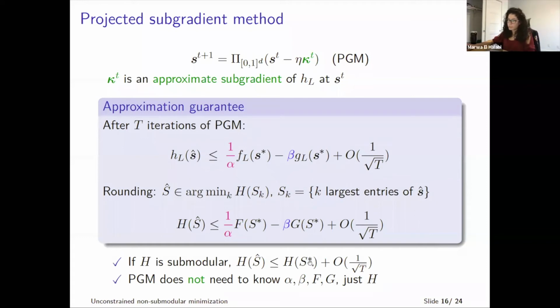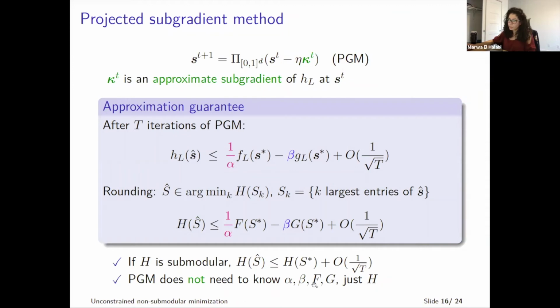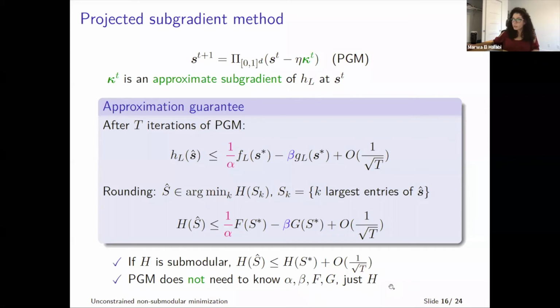Okay, so as I said, if h is submodular, we get the optimal solution. Another nice thing about this is that we don't need to know alpha, beta, f, and g. As I said, this is important because these are usually very hard to compute, and we just know h here.